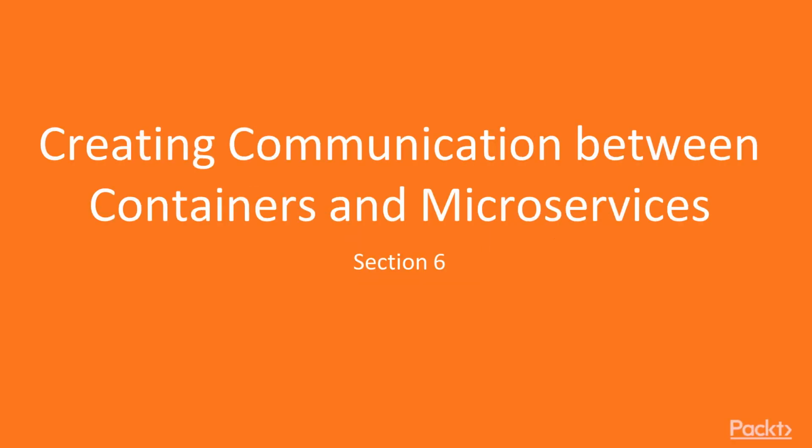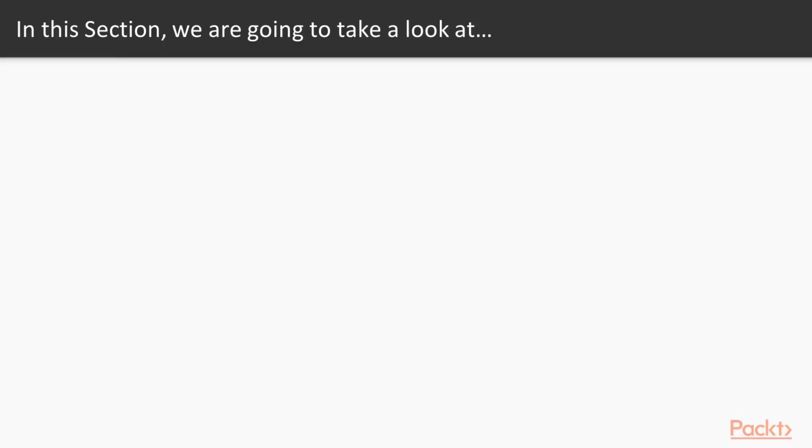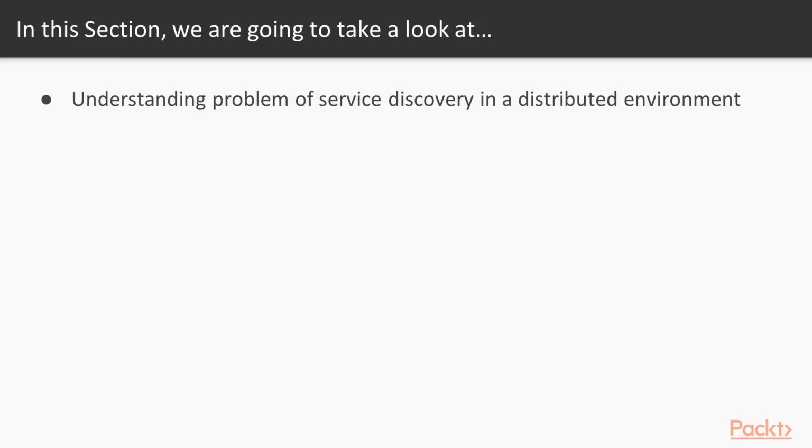Welcome to section number 6. In this section, we will learn how to create communication that is robust between containers and microservices that are working within containers managed by Kubernetes. So firstly, we'll be understanding the problem of service discovery in a distributed environment. We'll see how we can achieve service discovery and why the problem exists in the first place.